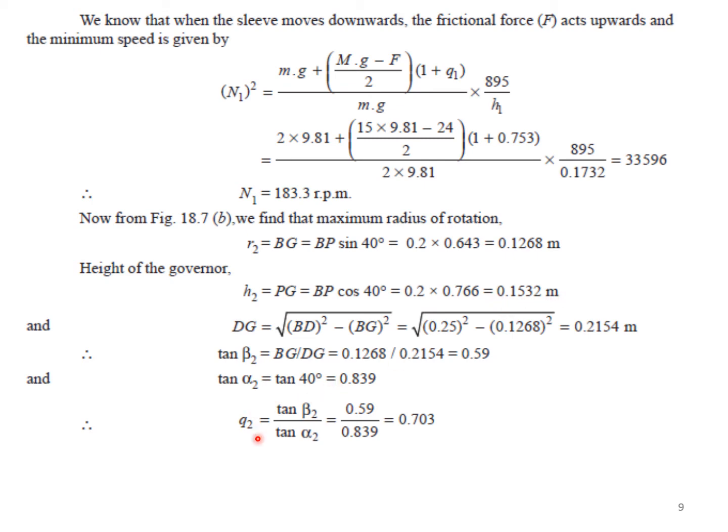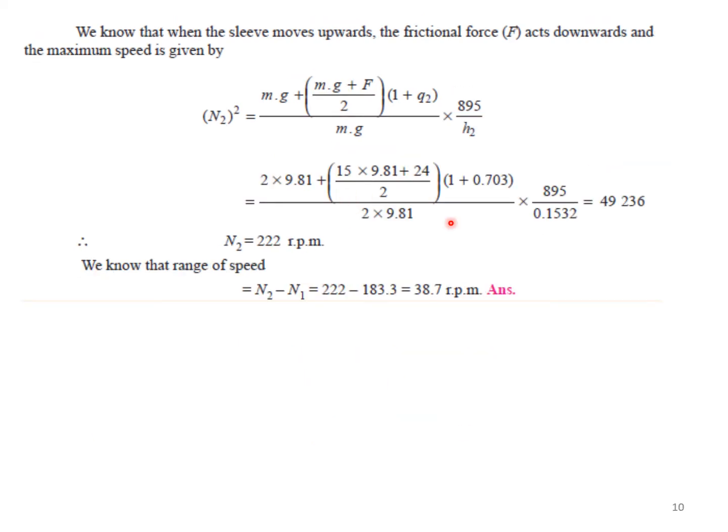Next we find out Q2, that is tan beta 2 by tan alpha 2. That is tan beta 2 is Bg by Dg. We don't know the value of Dg. So by using Pythagoras theorem, we find the value of Dg, that is square root of Bd square minus Bg square, that is 0.2154 meters. Tan beta 2 is equal to Bg by Dg, it is 0.59. Tan alpha 2 is tan 40 degrees because alpha 2 is given directly. So tan 40 degrees is equal to 0.839. So Q2 is equal to tan beta 2 by tan alpha 2, 0.59 by 0.839 is 0.703.